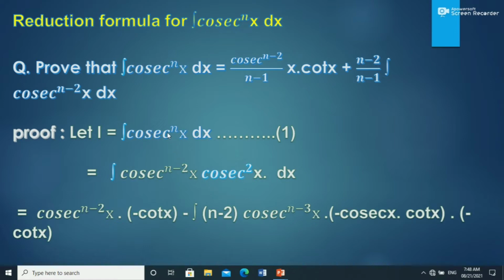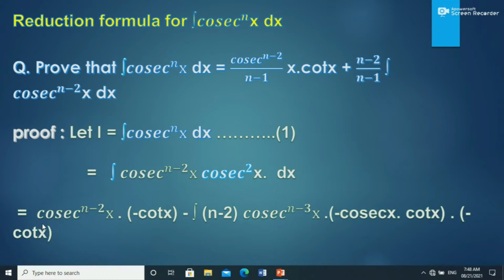Therefore we split cosec^n x dx into cosec^(n-2) x into cosec square x. By the index rule, n minus 2 plus 2 finally becomes cosec^n x dx. Then we consider cosec^(n-2) x as u and cosec square x as v, and use the integration by parts formula.